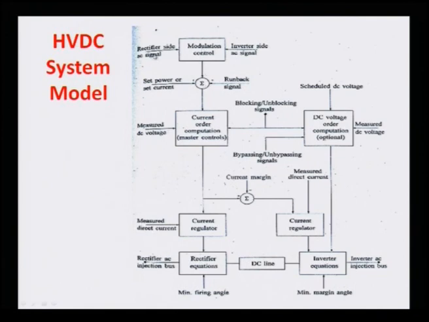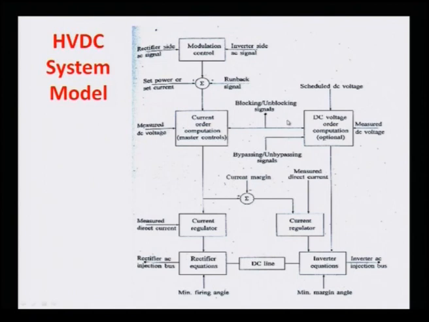To have this, we are getting the AC signal from the rectifier side and also from the inverter side, and these signals are used for the modulation control. Based on that difference, we calculate this current order computation. This is a master control, and here we are measuring the DC voltage, because the power is coming here, so you have to measure the voltage and then you can calculate the current.